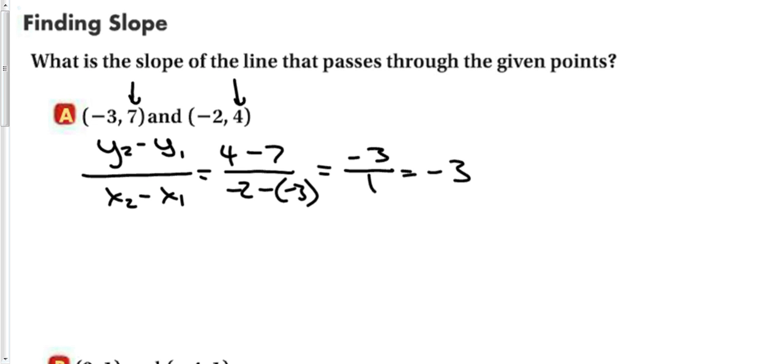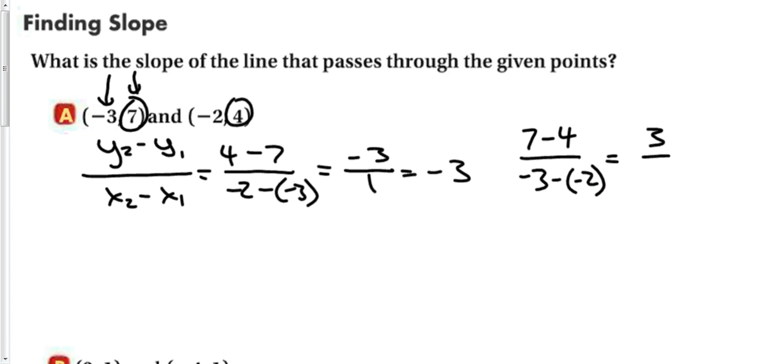Now if I wanted to, I could switch these two around. I could call this y2 and this y1. But if I call 7 y2, I have to be sure that that is x2. So let's do it over again. Instead of starting with 4, let's start with 7. So 7 minus 4 over negative 3 minus negative 2. So this would be a positive 3 over a negative 1, which is still negative 3. So in both cases, I got the same answer. I got the same slope, which is good.